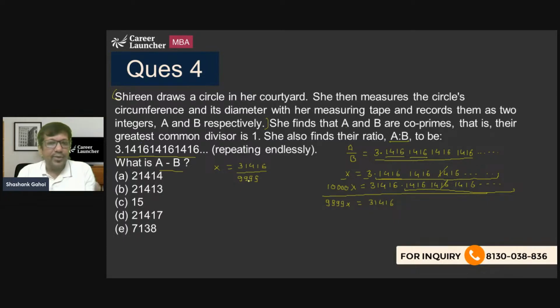Now my job is to convert this number in such a way that it becomes co-prime. So 3 plus 1 is 4, 4 plus 4 is 8, 8 plus 7 is 15. So the numerator is divisible by 3 and the denominator is definitely divisible by 3. So I am going to cancel out by 3. So this is this. Now cancel out by 3. What am I going to get?